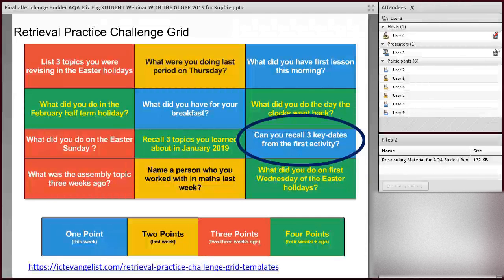Can you recall 3 key dates from the first activity? So I'm going to stop now for 30 seconds, 10 seconds a date, and I want you to write down 3 key dates from the first activity.